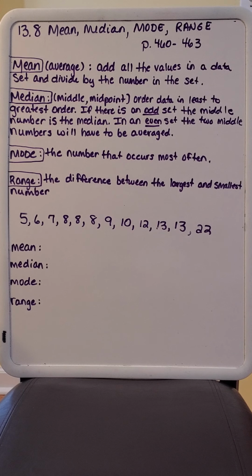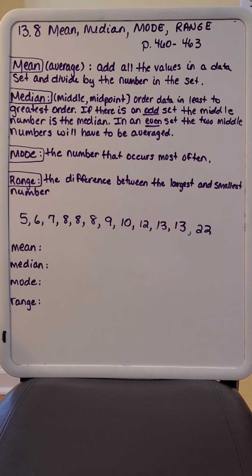Next is mode. Mode is the number that occurs most often. So you just have to look, see which number occurs the most often, and that's the mode. You can have more than one mode. You cannot have any mode. So that can happen either way. Just depends on what they give you.